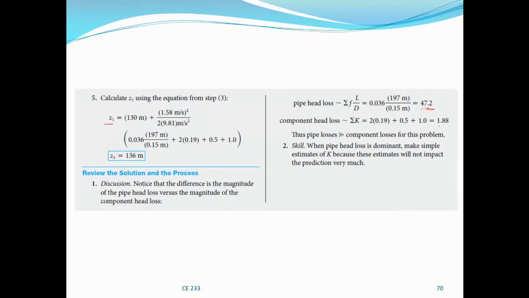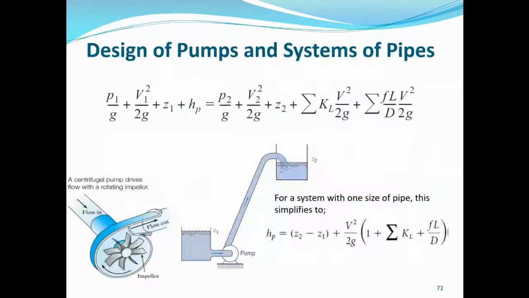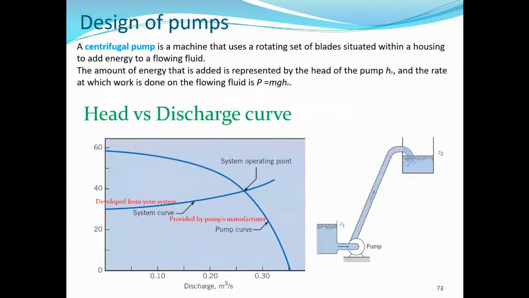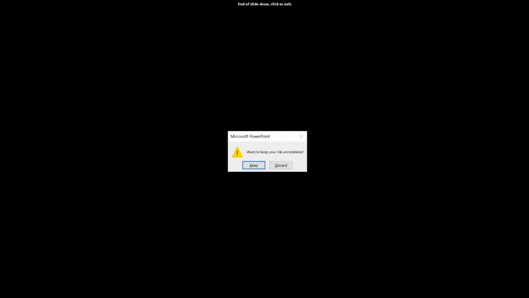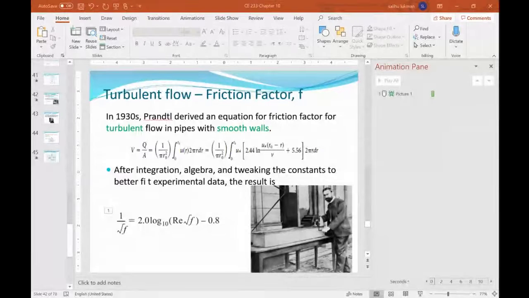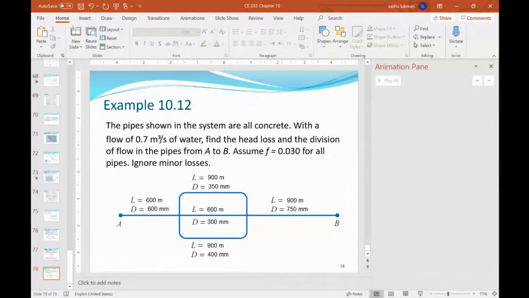The component head loss altogether is 1.88. So the pipe losses are far, far greater than the minor losses. That is why we normally ignore them. 47 and 2, very small. So in the next class, we will look at the design of pumps and system curve, and that will be all for the chapter.